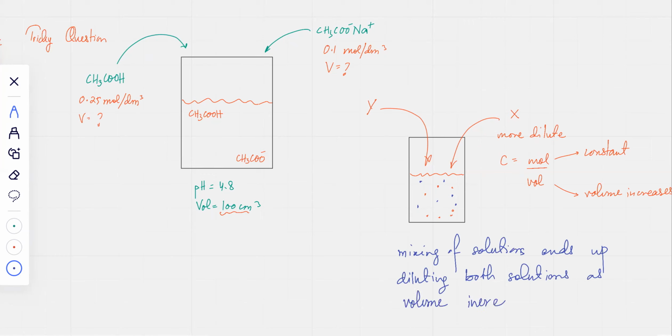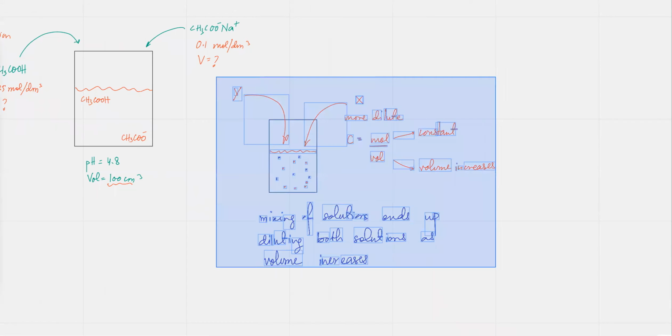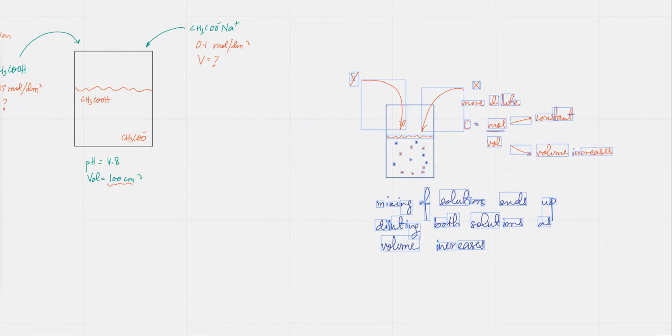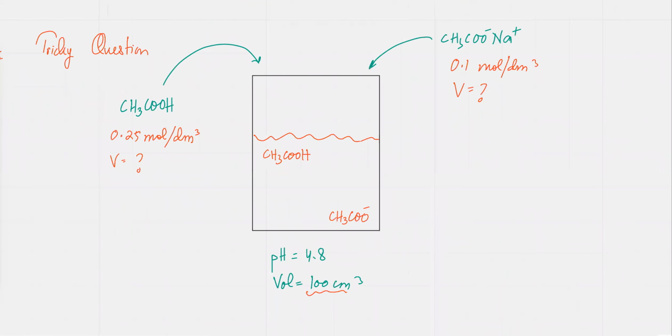As our volume increases, it ends up diluting both solutions. So the same applies over here. Like if you take ethanoic acid and you take sodium ethanoate, you mix both of them up, both of the concentrations are going to change. So the point is, how do you solve this question?